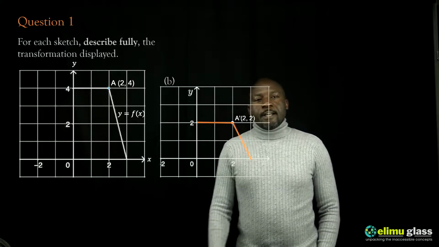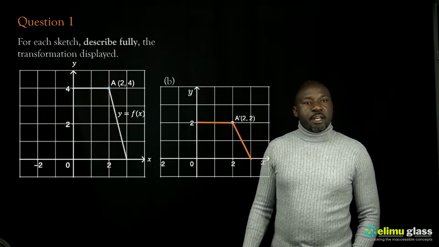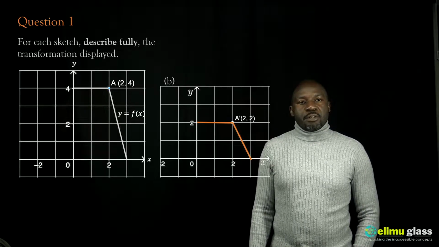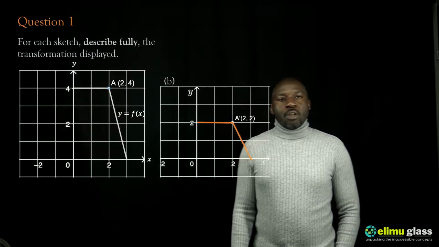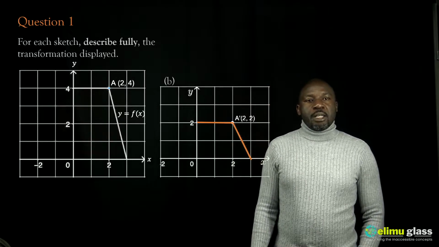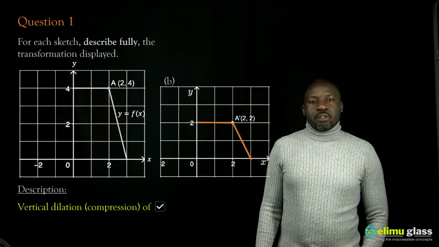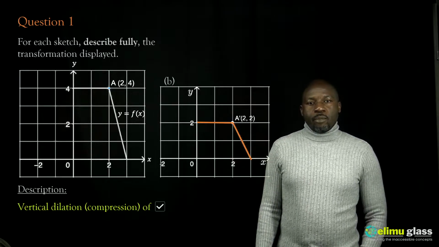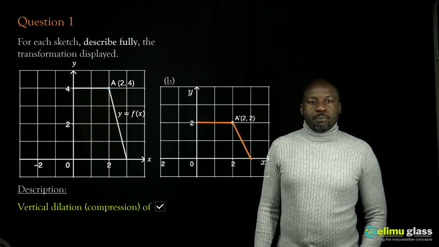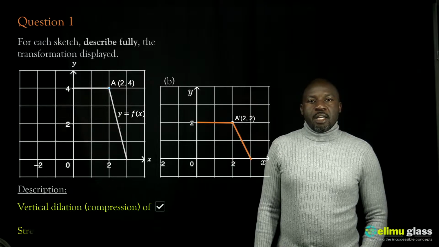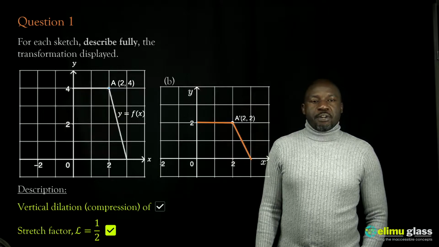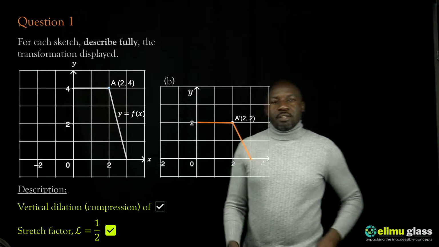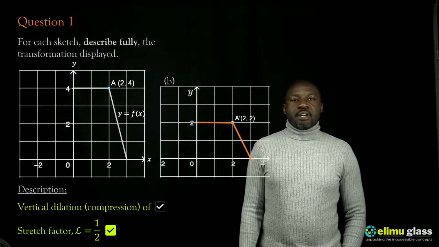So clearly this is a stretch, if you like, or a compression. Basically, in the IB, we prefer to say a dilation of scale factor half. We refer to this as a full description: a vertical dilation or compression, that's 1 mark, and you state the scale factor of a half. So the graph has compressed to half its original height for values of y.